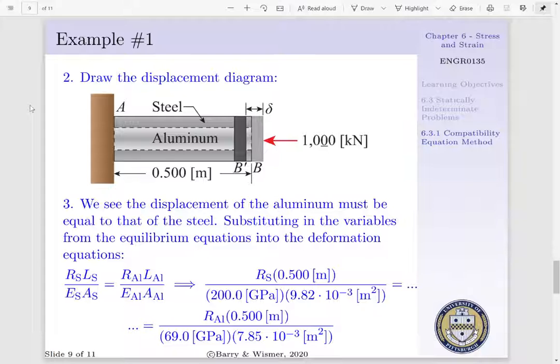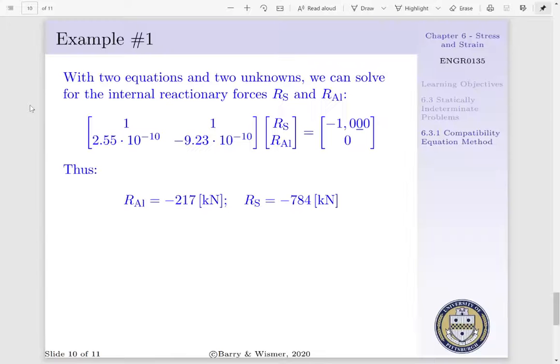squared. Now, in this equation, we have two unknowns, but we recall from our equilibrium equation, we also have two unknowns. Thus, with two equations and two unknowns, we can solve for the internal reactionary forces RS and RAL. We'll put these equations in matrix form. Thus, we can see our first matrix is the coefficient matrix, which is the coefficients of our reactionary force of the steel and aluminum from our two equations.